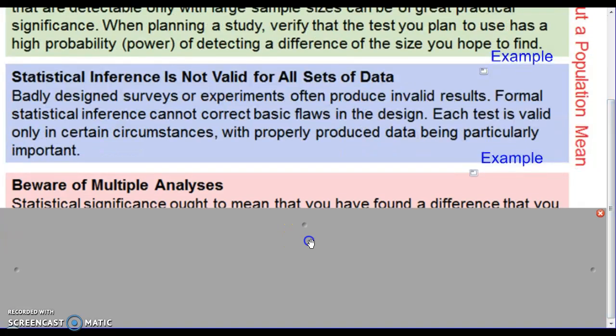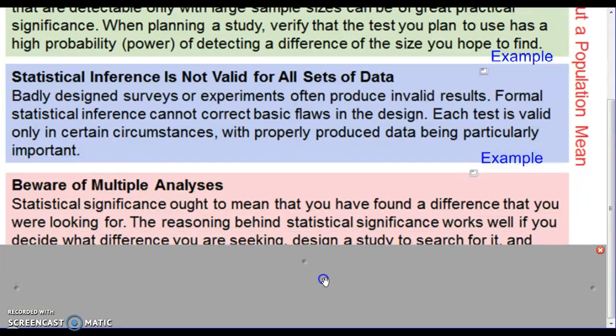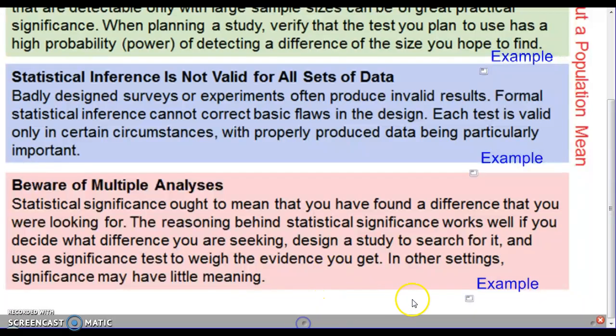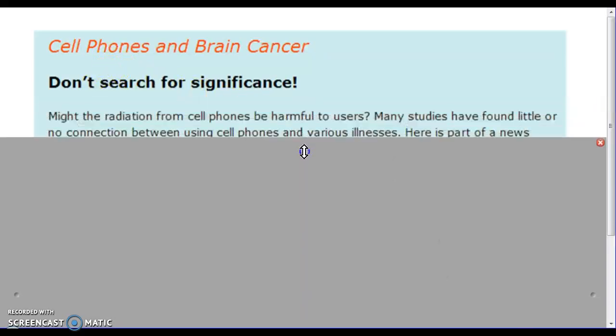And finally here, beware of multiple analyses. Statistical significance ought to mean that you have found a difference that you were looking for. The reasoning behind statistical significance works well if you decide what difference you are seeking, design a study to search for it, and use a significance test to weigh the evidence you get. In other settings, significance may have little meaning. Don't search for significance, and here's what that means.